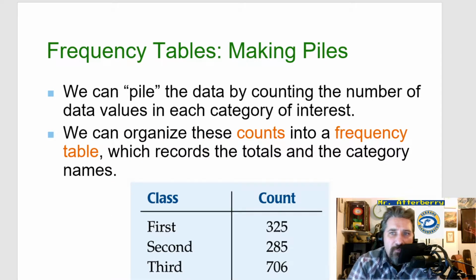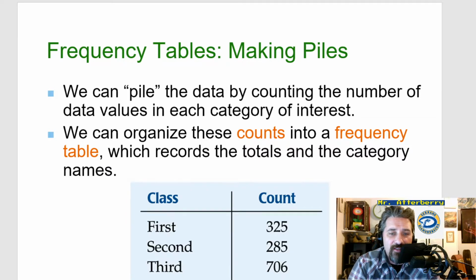So frequency tables, making piles. A lot of times I call them buckets. You'll hear me probably refer to this concept as buckets. But we can pile the data by counting the number of data values in each category of interest. We can organize these counts into a frequency table, which records the totals and the category names. The best way I like to think about this data is when you have categorical data. This is all for categories, all for categorical data. So if you count up all the things you recorded, you put them into what's called a count, which goes into a frequency table, as you see on the picture here.